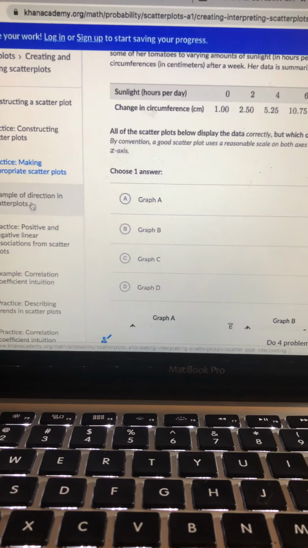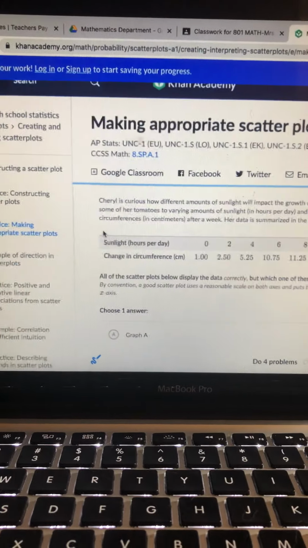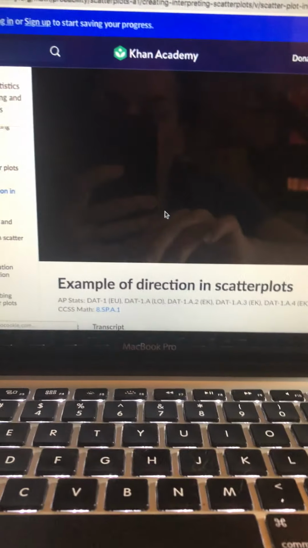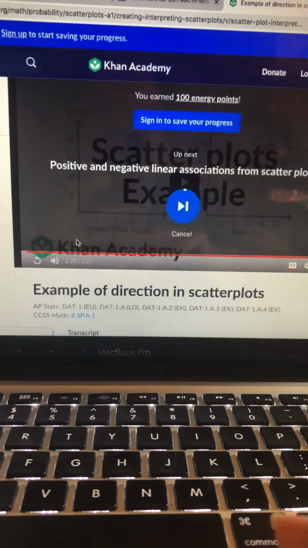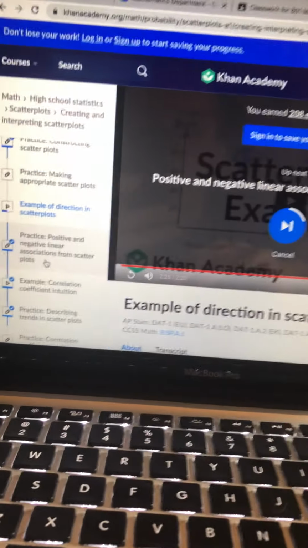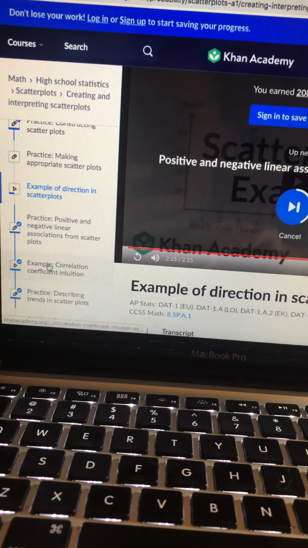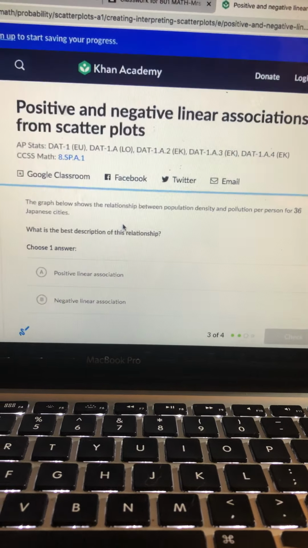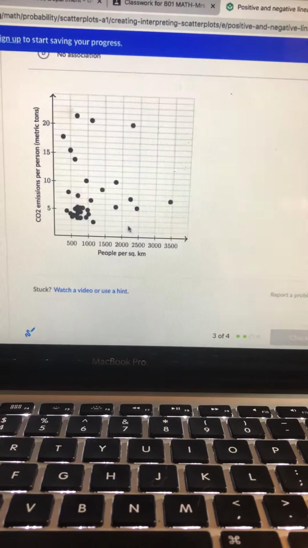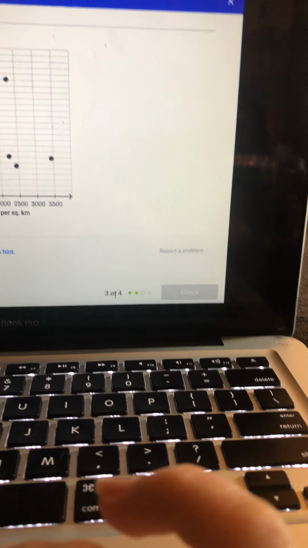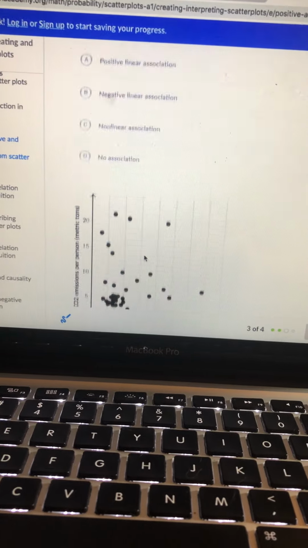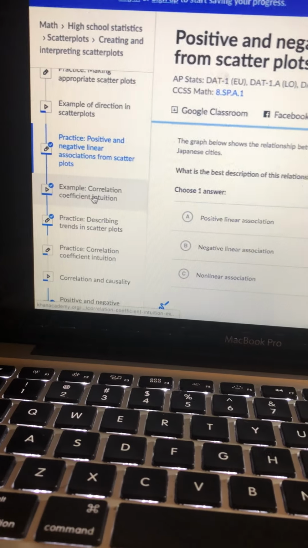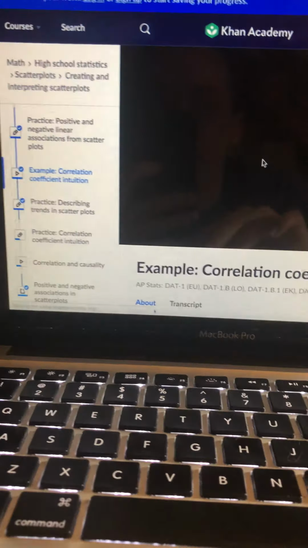There are some more practice sets on how to make appropriate scatter plots. There is a video on correlations, with examples of the different directions in scatter plots. There are positive and negative linear associations, going over that, with some practice sets there. Every practice set is only 4 questions, so I recommend giving them a go. Get that practice in so that it'll help you with the other assignments for the day.